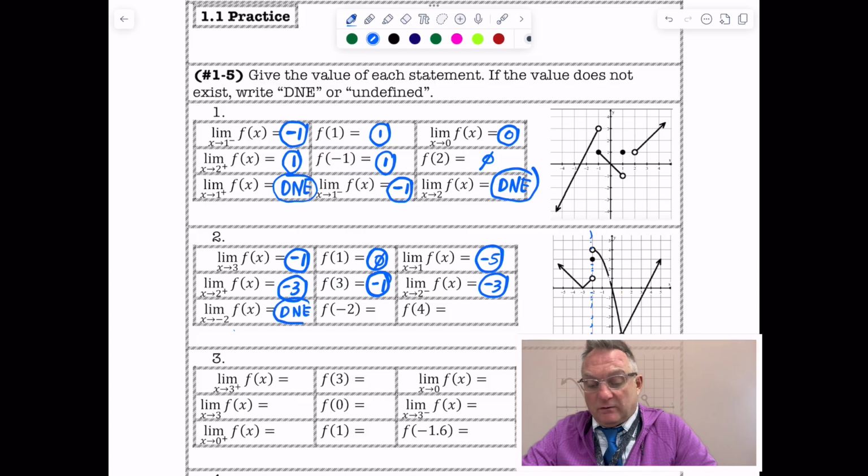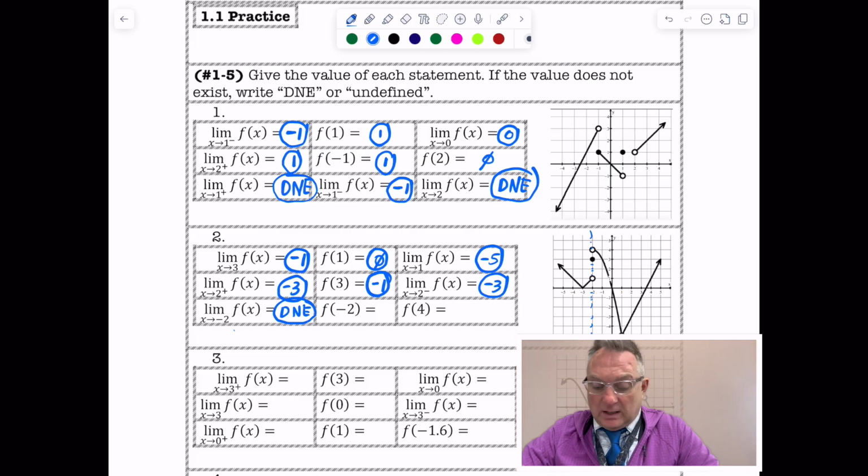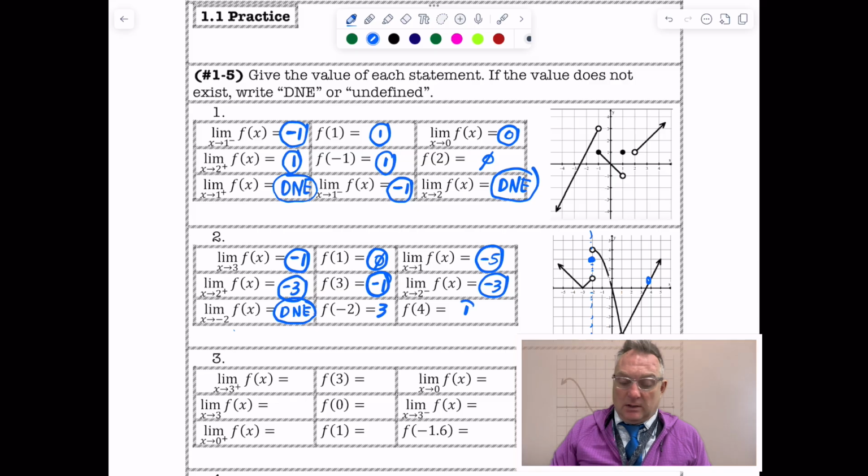Okay, it's not because it's undefined or anything. It's they don't match the limits. So then f of -2 is actually what that value is, that closed circle right there, which is +3. And then lastly on this one, f of 4 is equal to +1. So it's that coordinate right there.